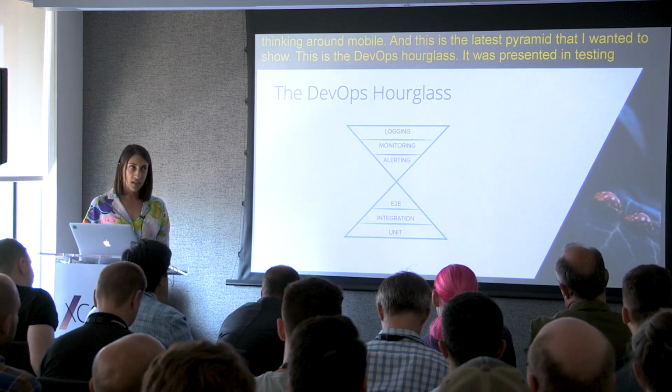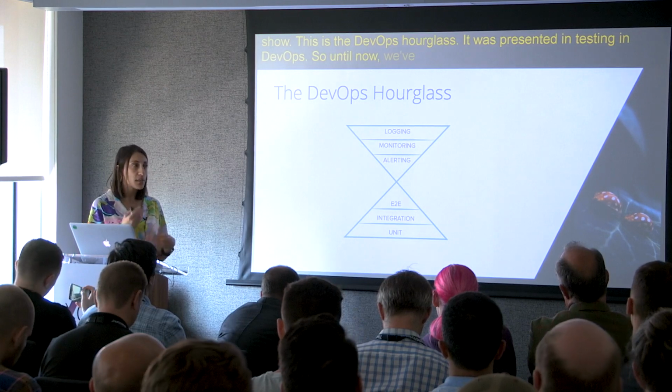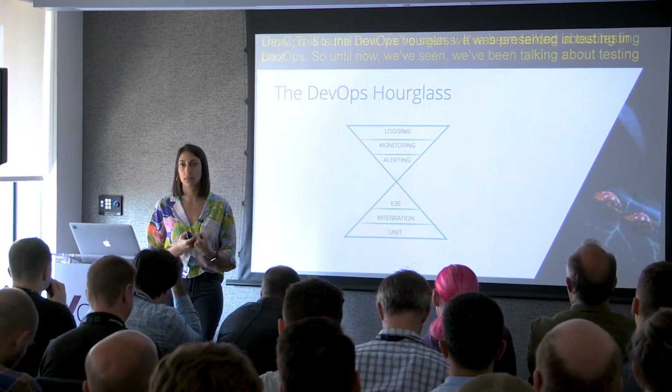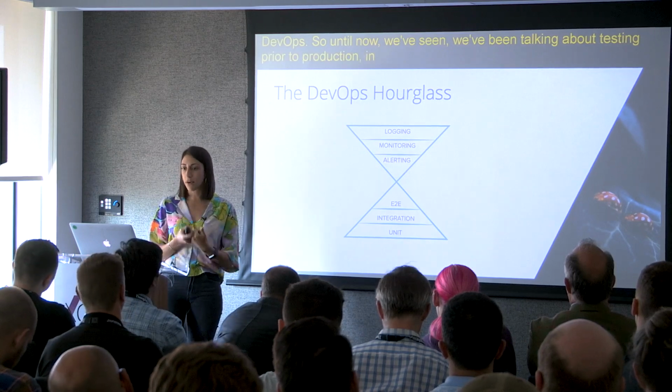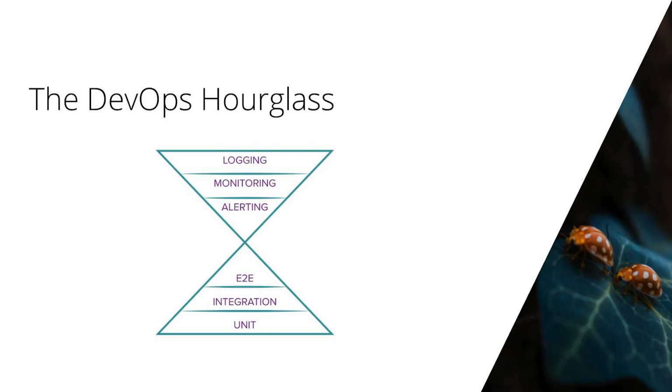So until now, we've been talking about testing prior to production, in development environments. But what do we know about our application once it is deployed? Well, here the proposal is adding 3 more layers to the traditional testing pyramid, and they are logging, monitoring, and alerting. As a whole, this is called observability, and nowadays it is taking more and more importance.